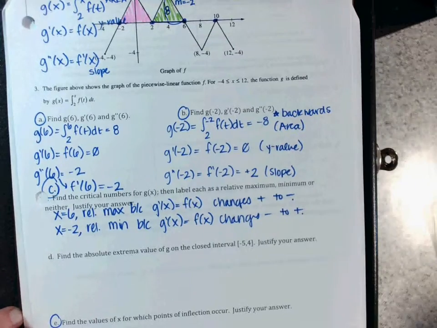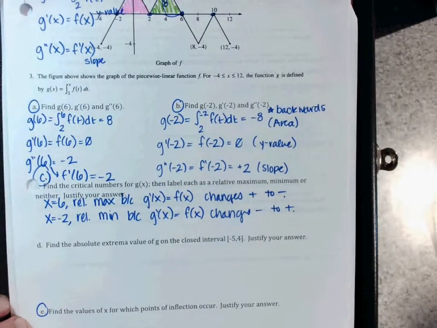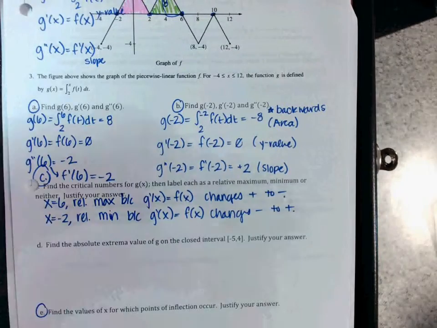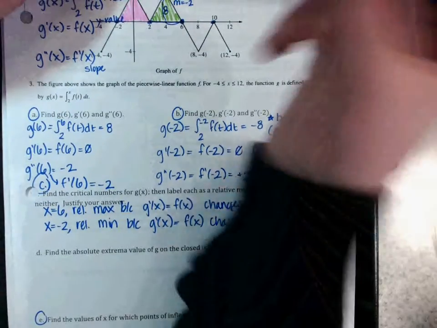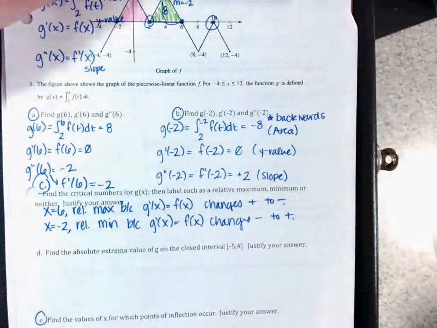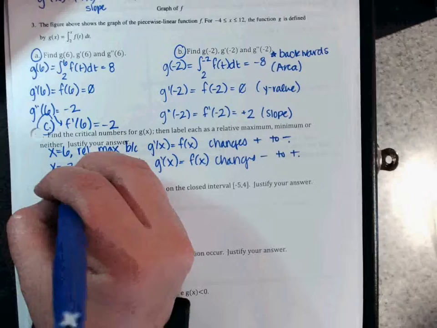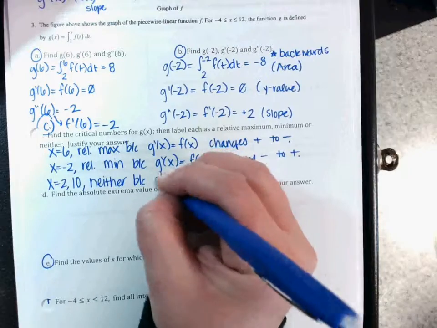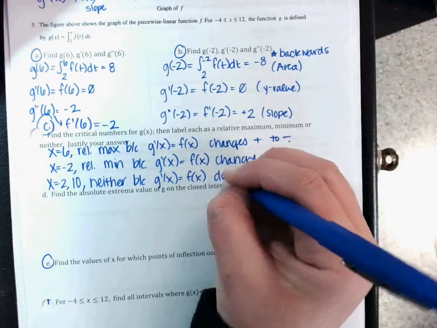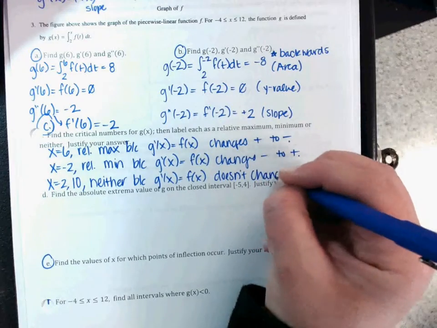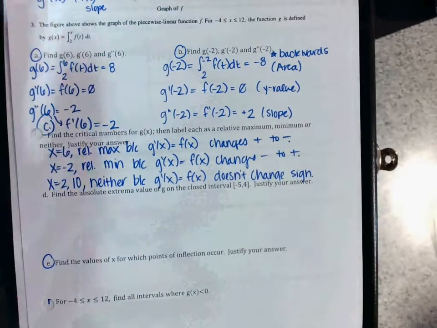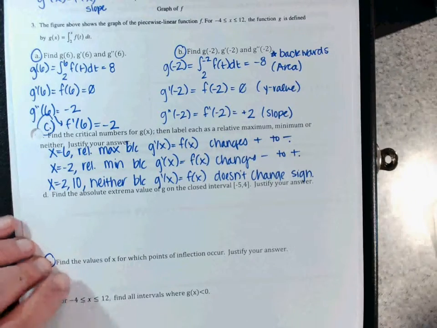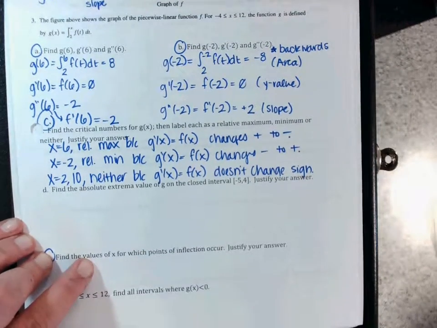Then there are 2 other x-intercepts. They're both neithers. Are they still critical numbers? Yes, but they're not extrema, because extrema means only mins and maxes, right? So where are my 2 neithers? 2 and 10. Very good. So I would say x equals 2 and 10. Those are both neither, because g prime of x, which is f of x, doesn't change sign. One of them it stayed above, one of them it stayed below, so that doesn't count as a min or max. That's a neither.